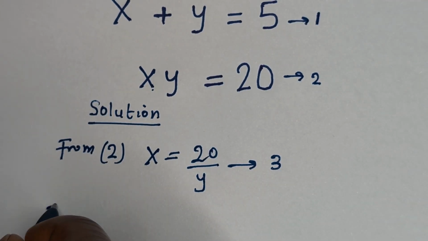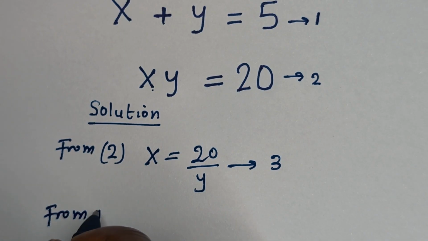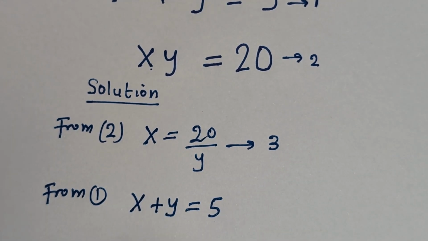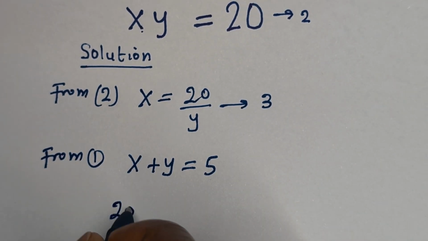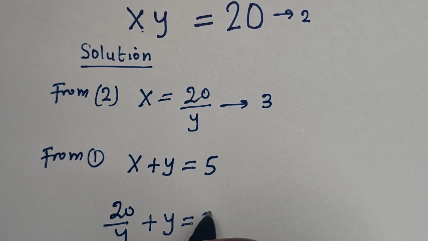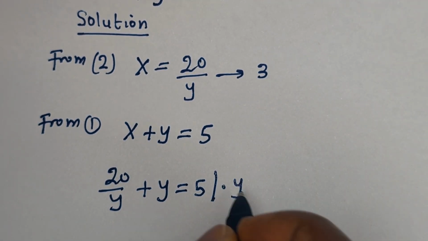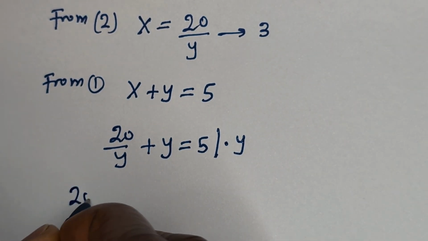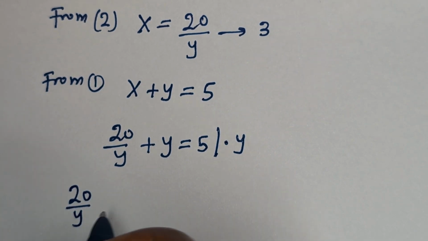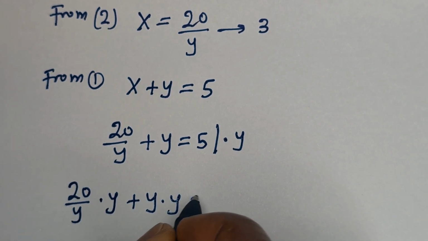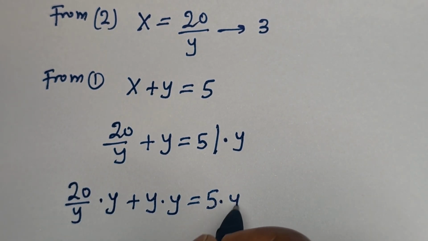And from equation 1, x plus y is equal to 5. Let us substitute for x. We have 20 over y plus y is equal to 5. Now let us multiply the whole of this equation by y. Here will be 20 over y multiplied by y plus y multiplied by y is equal to 5 multiplied by y.